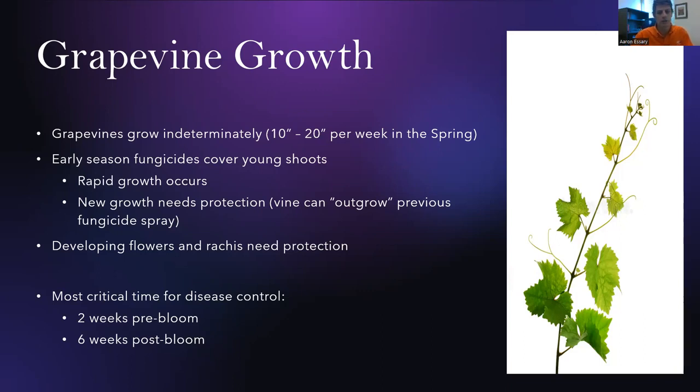Early spring fungicides will cover young shoots, but then the shoots will grow, and then you have new growth that's not protected. This is what it means that vines can outgrow fungicide sprays, especially if they're just protectants. If they're systemic, that's a little bit better, but if they're just contact protective fungicides, they can outgrow the fungicide, developing flowers and rachis. And then most critical times for disease control is 2 weeks pre-bloom, 6 weeks post-bloom. That's usually the best time or worst time, however you look at it, for diseases.